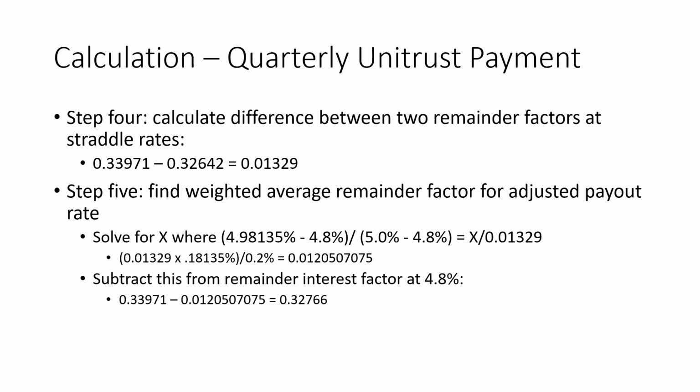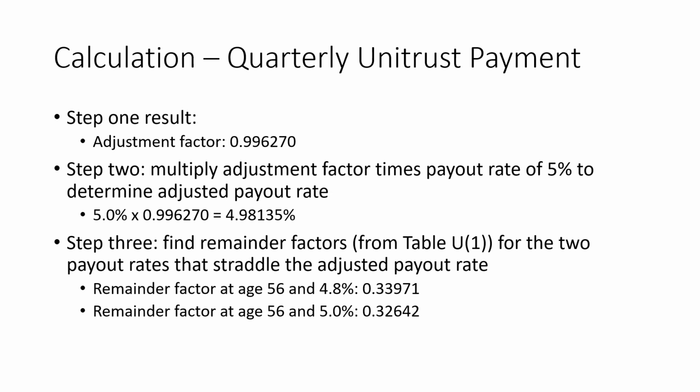This is where the algebra comes in, because what we have to do is take those 2 remainder factors and come up with our own remainder factor that's based on this adjusted payout rate of 4.98135%, just because table U goes by increments of 0.2%.